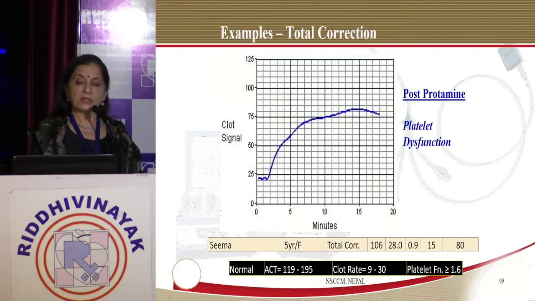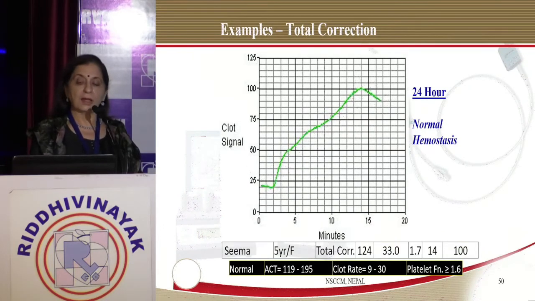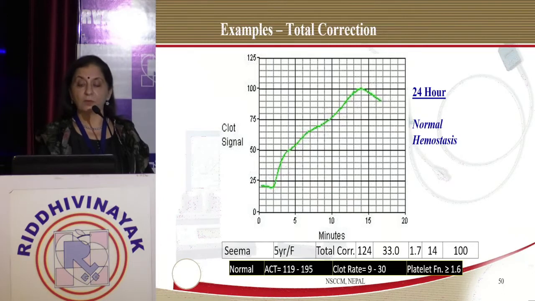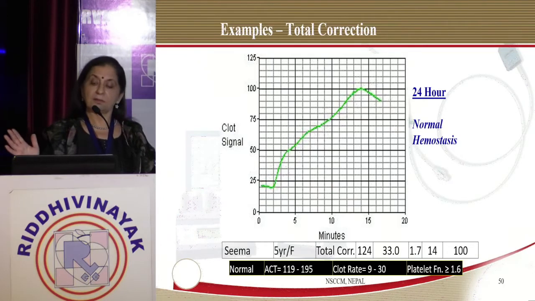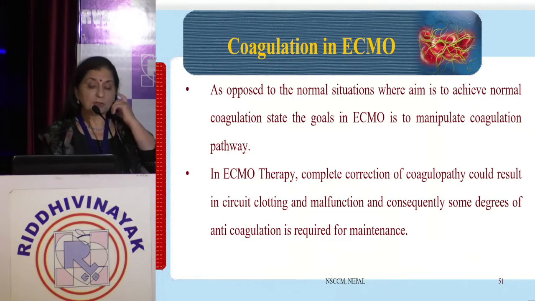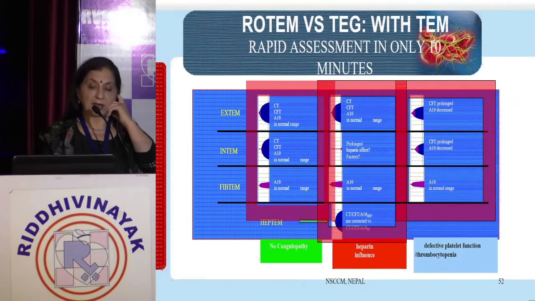So normal hemostasis on total correction, we put this patient on ECMO, platelet dysfunction on ECMO, and in 24 hours normal again, because in this patient we saw that the hypercoagulable normal state was coming only because our platelet function was very, very good, 1.7. We'd given 2 units of platelets. So coagulation in ECMO therapy needs a complete correction.